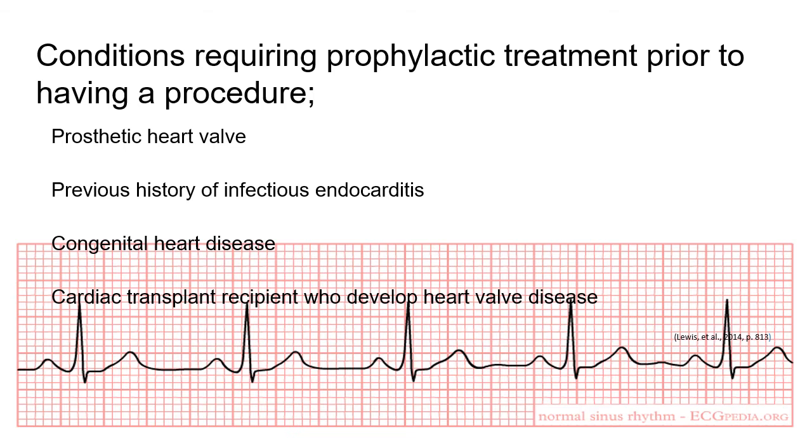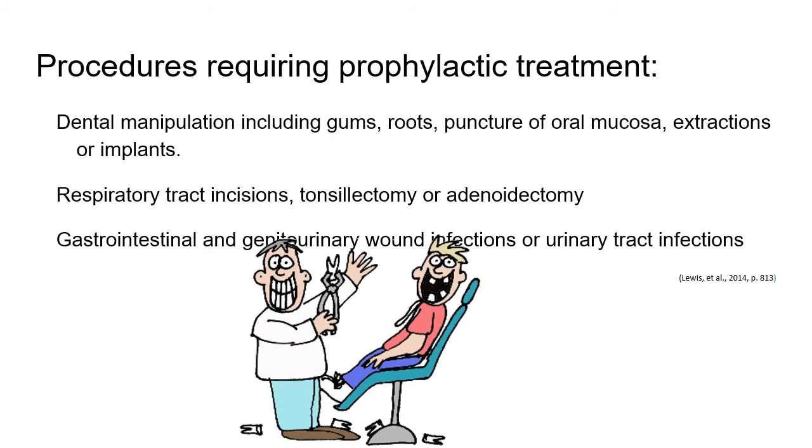Conditions requiring prophylactic treatment prior to having a procedure are a prosthetic heart valve, previous history of infectious endocarditis, congenital heart disease, and cardiac transplant recipients who developed heart valve disease. Procedures that require prophylactic treatment are dental manipulation, including gums, roots, puncture of oral mucosa, extractions or implants, respiratory tract incisions, tonsillectomy or adenoidectomy, and gastrointestinal and genitourinary wound infections or urinary tract infections.